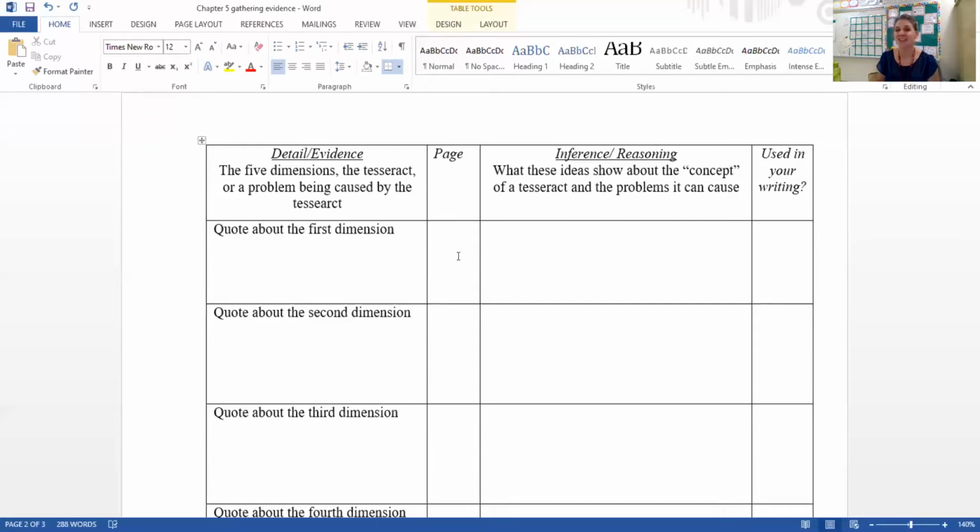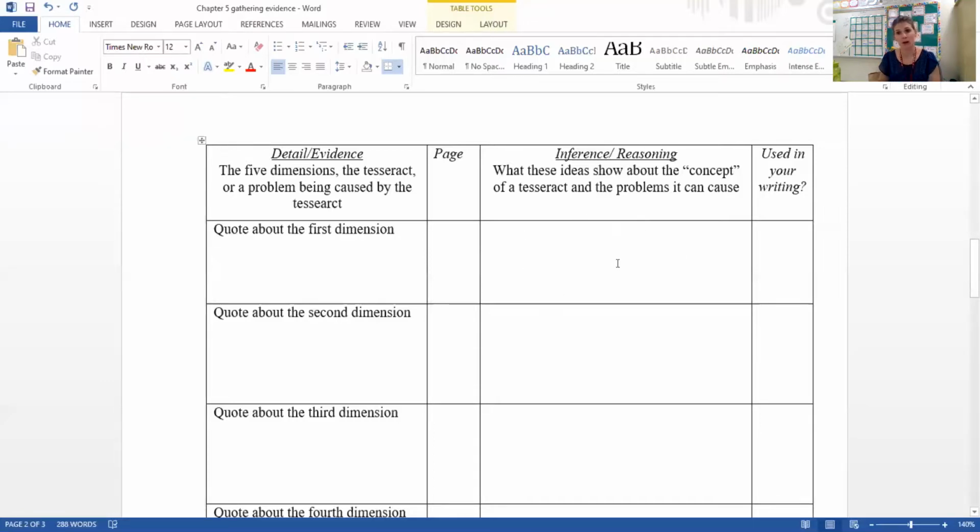Okay. The third column, inference and reasoning. I have a note underneath: what these ideas show about the concept of a tesseract and the problems it can cause. What's an inference? What's your reasoning? So an inference is going to be your thoughts and your explanation of what that quote meant. So you will also be writing in this box.